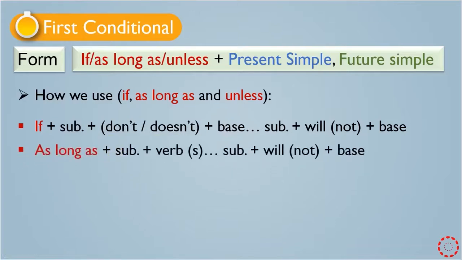And for as long as we have this structure, we have subject verb. I mean the first sentence is present simple tense, and then in the second sentence, which is future simple, we have subject will. We have won't. It means it can be in negative form, and then we have base.